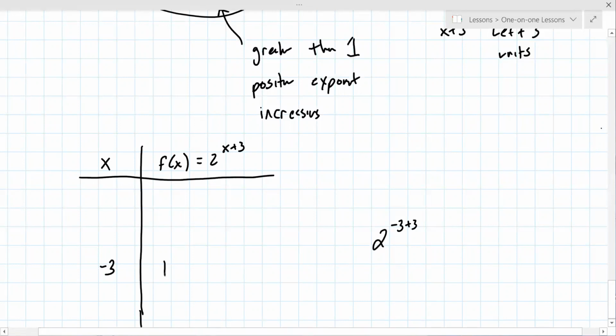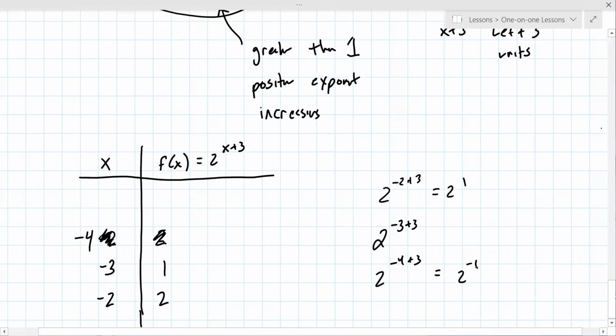Now, the next number we want in the exponent is 1. So if I put -2 in, 2 to the -2 plus 3 is really 2 to the 1, and that's 2, just itself. I'm sorry, I put these in the wrong positions. So if we go -4, 2 to the -4 plus 3 is 2 to the -1. Negative means you flip it. What is the flip of 2? Just 1/2, right? Yep, you got it.